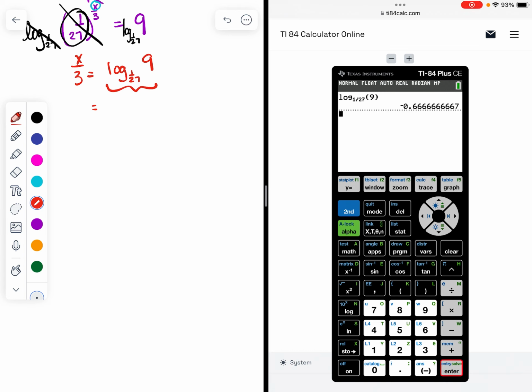We know that that's negative 2/3. So x over 3 equals negative 2/3. You can multiply both sides by 3 to get x out of the denominator. So we get x equals negative 2.